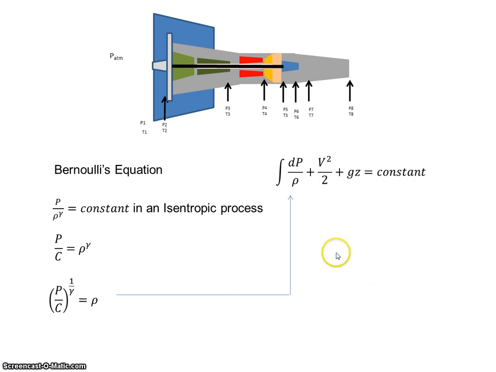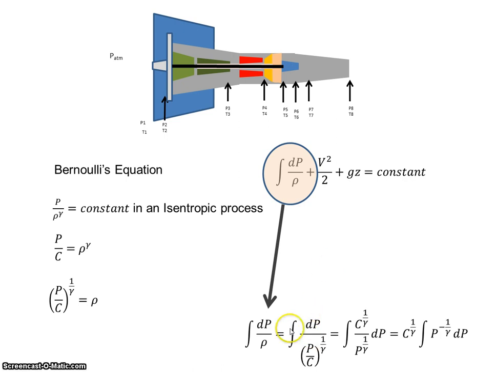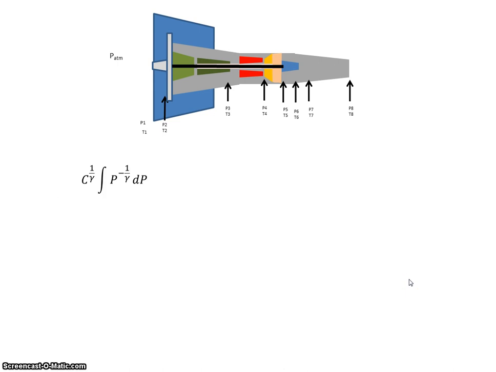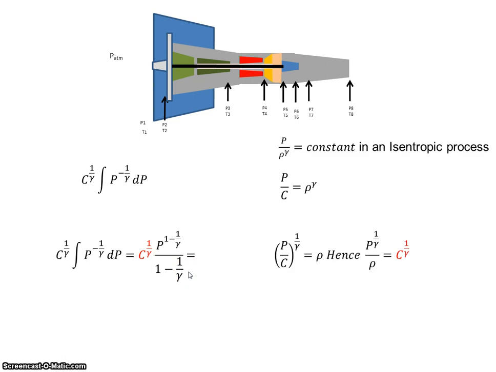So if we look at that integral then, and see if we can simplify it. We have an expression for rho, so it's equal to P over C to the power of 1 over gamma. I'm going to substitute that in. I can now bring the C up above, and because it's a constant, it doesn't have to be integrated, so I'll bring that outside the integral. I'm left with a simple integral of pressure to the power of minus 1 over gamma. So that's our integral. When we do that, we get our constant, and then we get the pressure raised to the power of the old power plus 1. So now this becomes P to the power of 1 minus 1 over gamma, all over 1 minus 1 over gamma. And we can further simplify that.